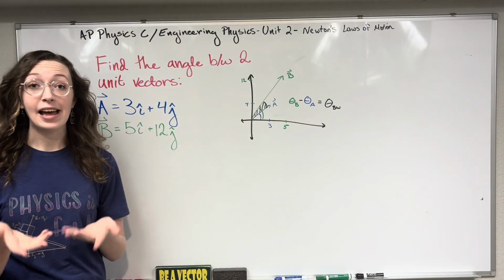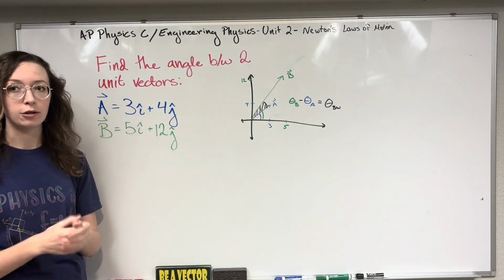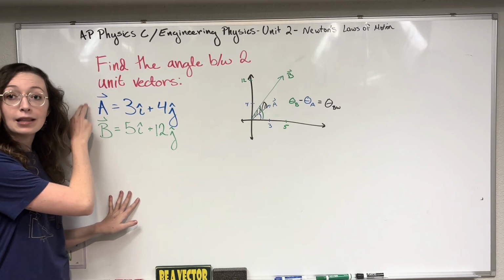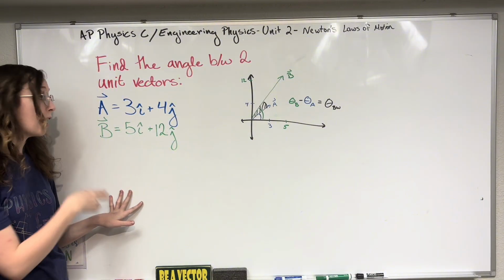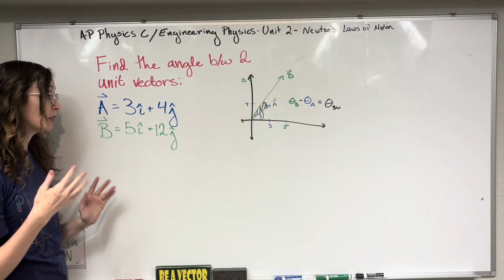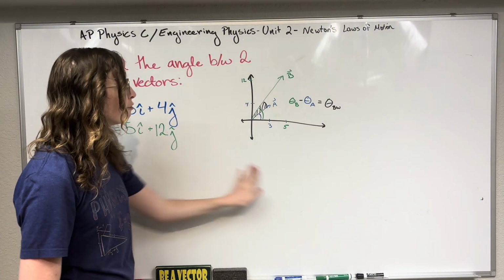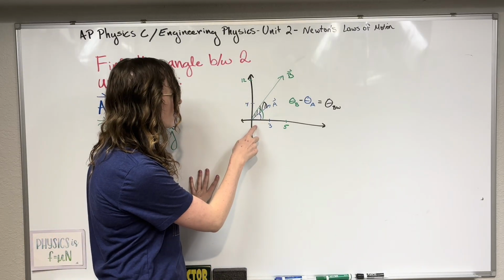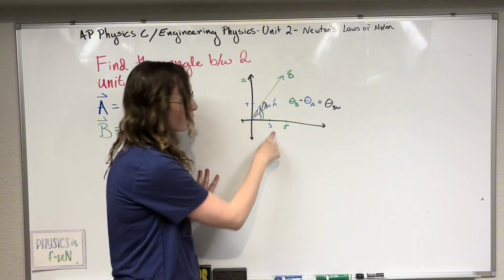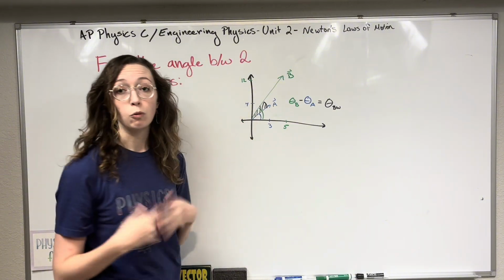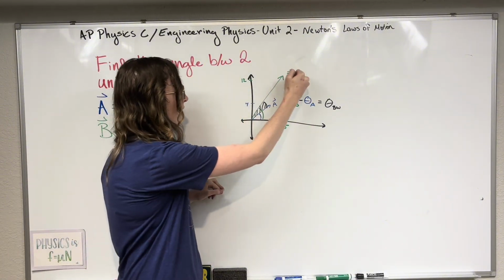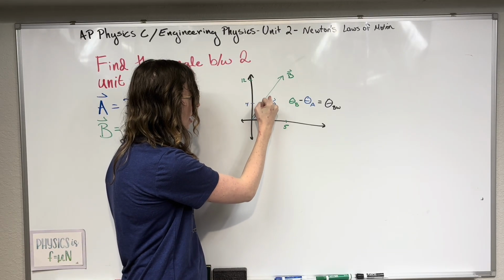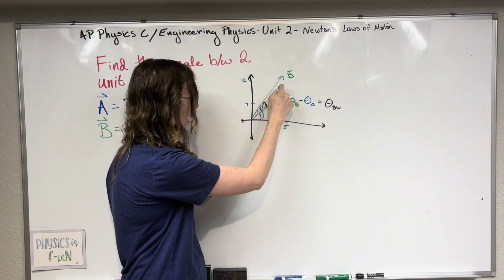We're asked to find the angle between these two different unit vectors, or vectors that are written in unit vector form. We've got vector A, that's 3i hat plus 4j hat, and vector B, that's 5i hat plus 12j hat. I've drawn these two out here on this extremely not to scale graph. We go over 3 in the x direction and 4 in the y or j hat direction, and vector B is similar with 5 and 12. And we're trying to find this angle here, the difference between the angle of vector A and the angle of vector B.